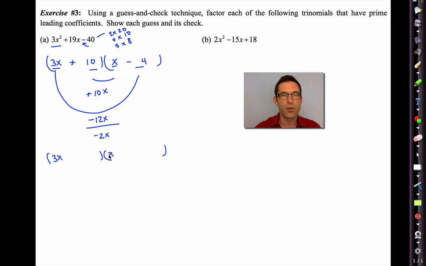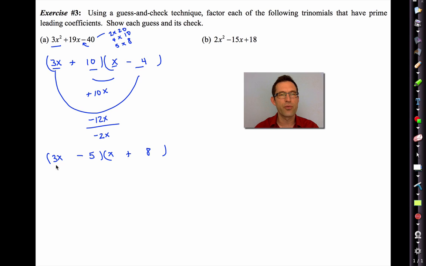So let's try another one. Now, it could be the 10 and the 4, but maybe they're just switched. Maybe the 4 goes with the 3, and the 10 goes with the x. All right, but I'm going to go with a 5 and an 8. I'm going to go 5 here. I'm going to go 8 here. One's got to be positive, one's got to be negative.